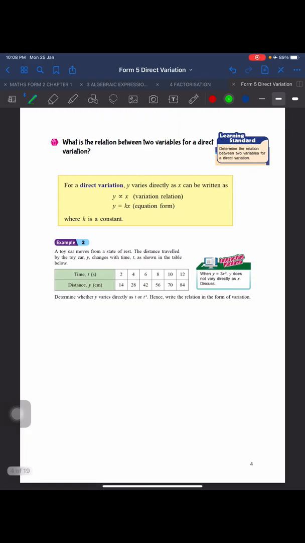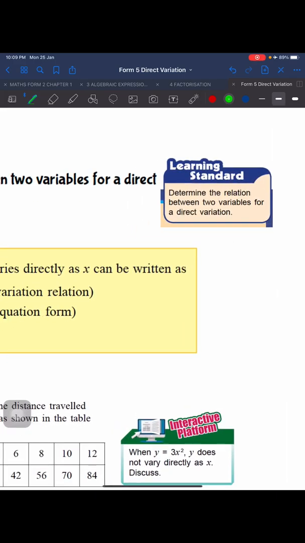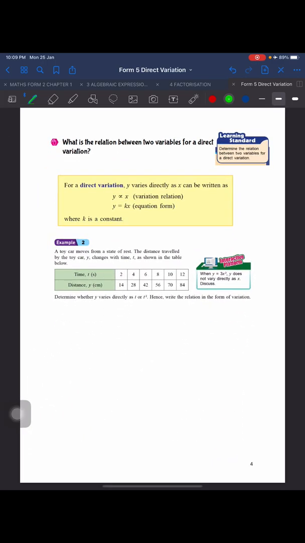Okay, now we continue with the next learning standard. Students should know how to determine the relation between two variables for a direct variation. So we will know what the relation between two variables for a direct variation is. Look at this part.